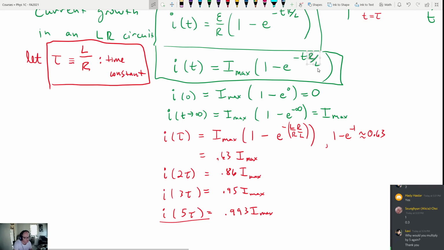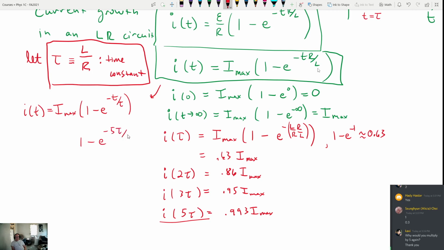I guess an easier way to look at it is this. That equation, if we write it in terms of tau, is I of t equals I max times 1 minus e to the negative t over tau. So at 5 tau, it is 1 minus e to the negative 5 tau over tau, which is 1 minus e to the negative 5, which is... That's where I got that from.